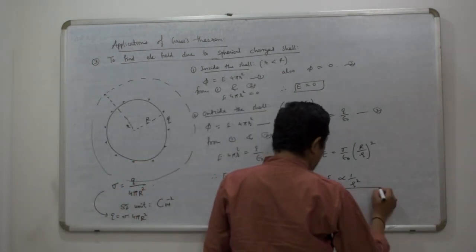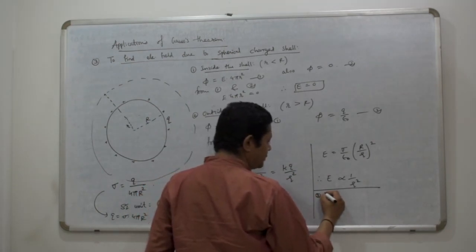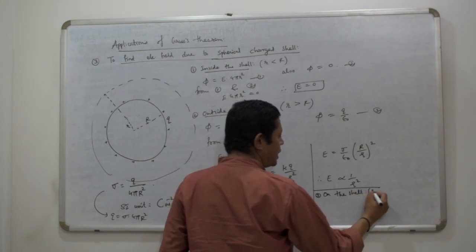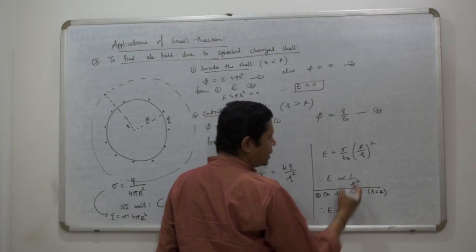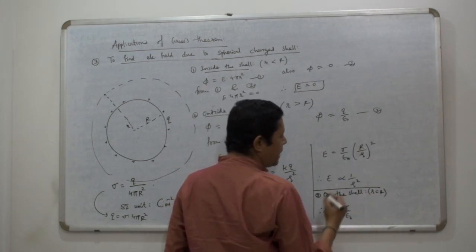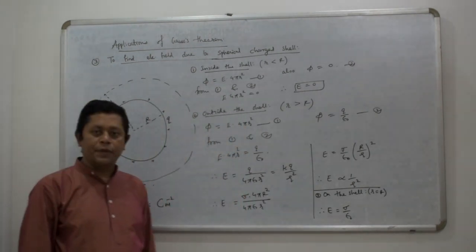If you consider the point on the shell, it means r is equal to capital R. In this equation, if you put the value capital R equal to small r, then E is equal to sigma by epsilon 0. So on the shell, electric field is sigma by epsilon 0.